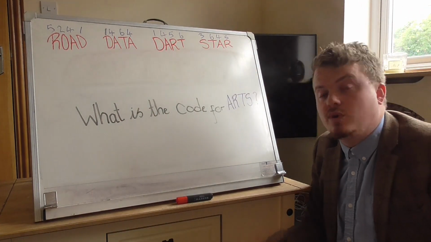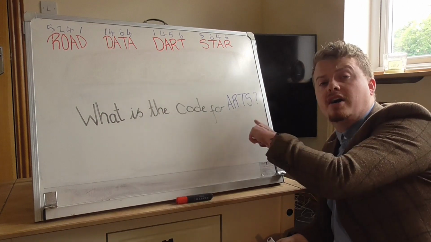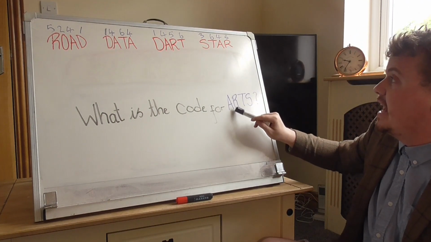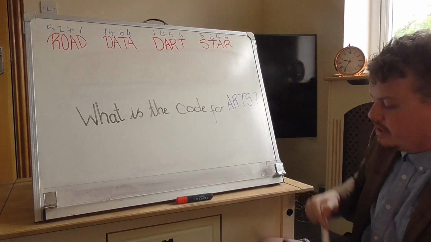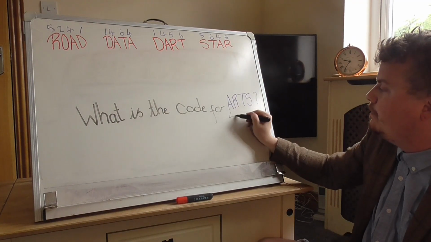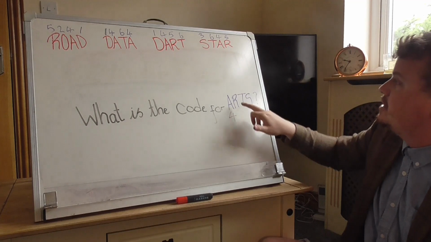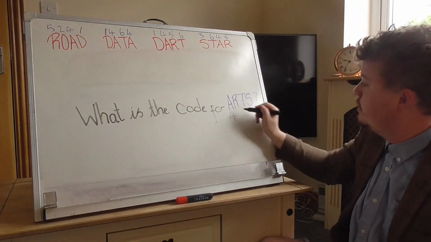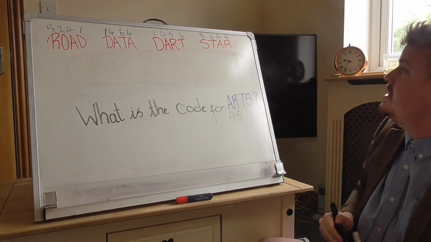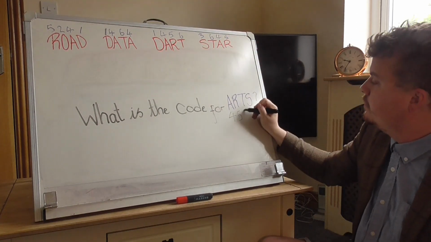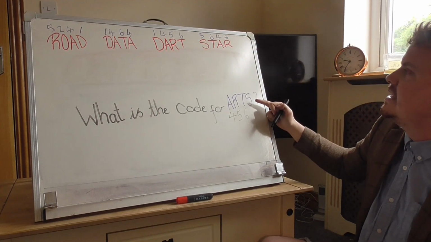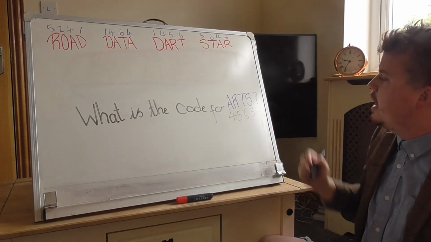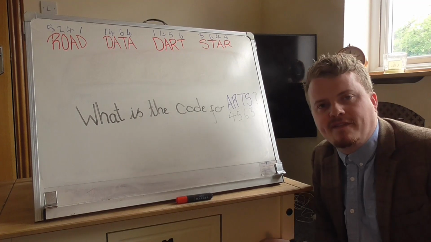But the question was, what is the code for arts? And now what I need to do is find the letter A, anywhere here, I can see it's there. So I know that A is equal to 4. The letter R is equal to 5, as you can see there. The letter T is equal to 6. And the letter S is equal to 3. So I know that the code for arts is 4563.